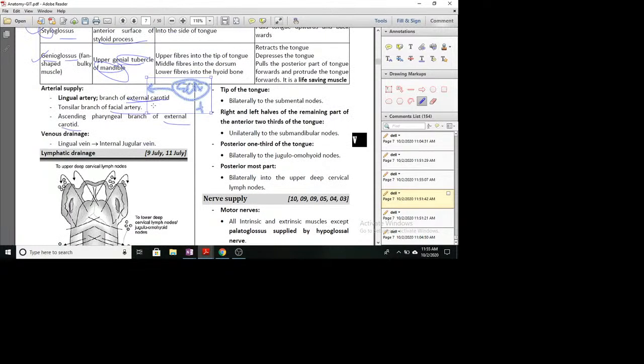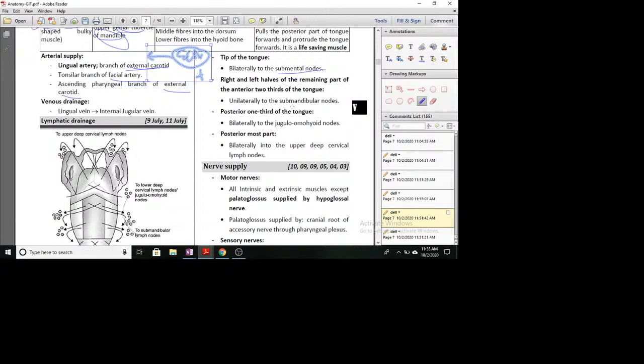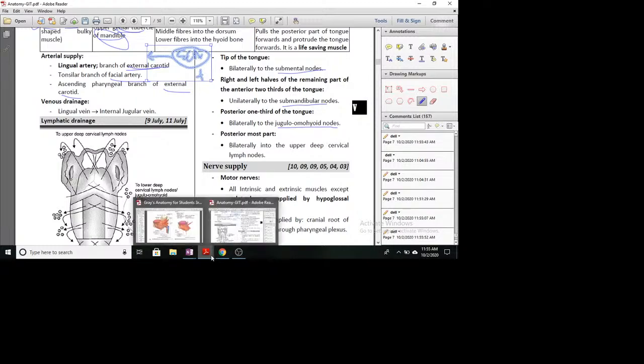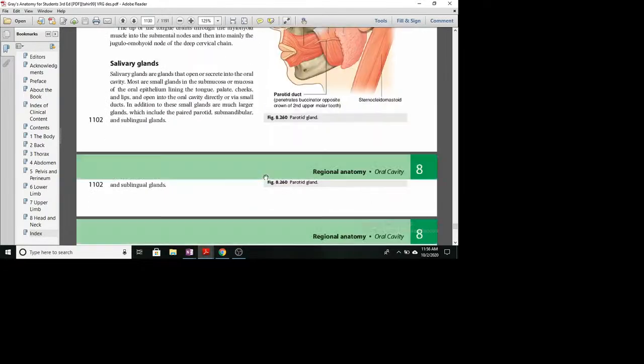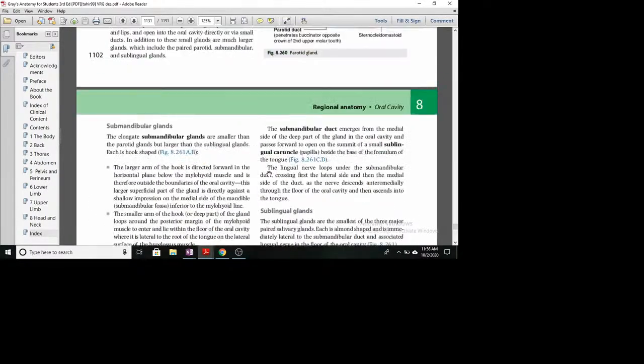The tip of the tongue drains bilaterally to the submental lymph node. The right and left halves of the remaining anterior two-thirds drain to the submandibular lymph node. The posterior one-third of the tongue drains bilaterally to the jugulo-omohyoid nodes and bilateral cervical lymph nodes. It's not that difficult, it's simple to understand.